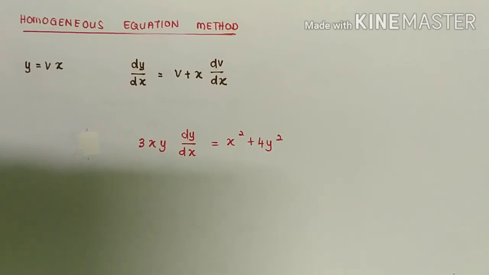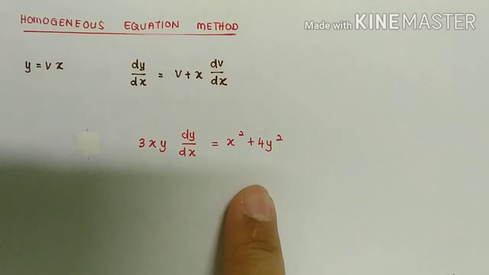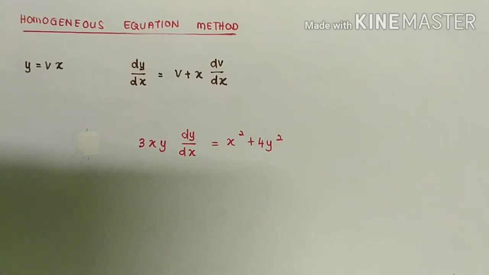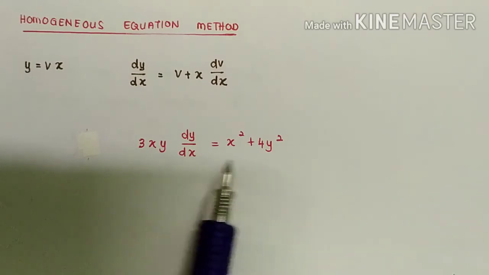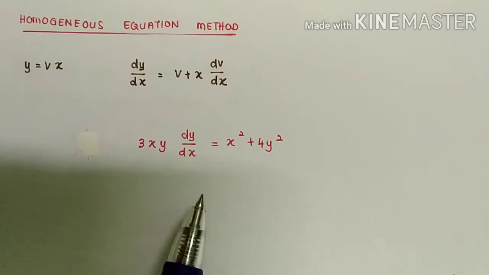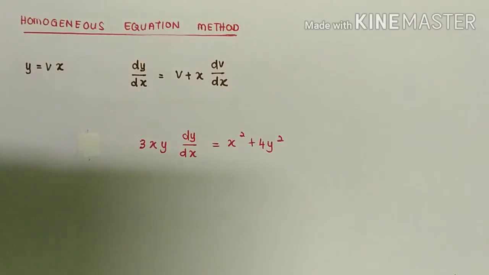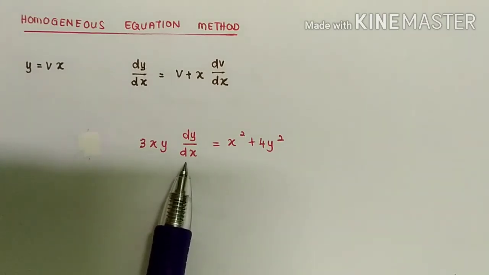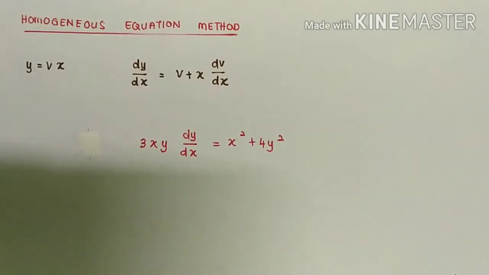For example, we have this equation: 3xy dy/dx equals x squared plus 4y squared, and we have to solve this question by using the homogeneous equation method. The first step, we must make sure that our differential equation is in the form of dy/dx equals a function. In other words, we must make dy/dx the subject.